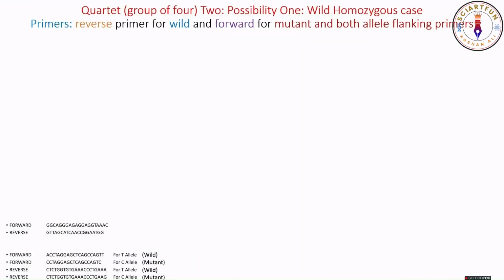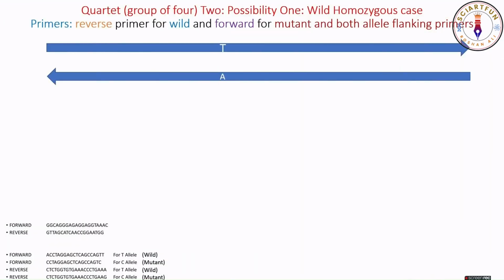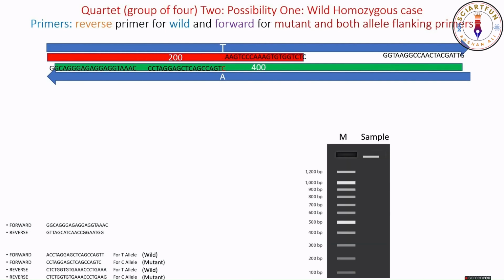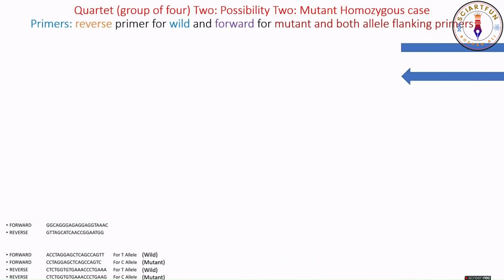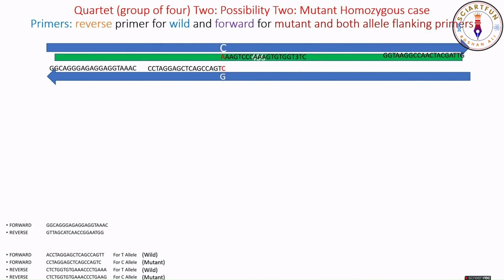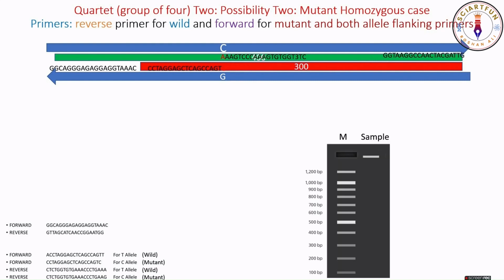Now let's switch the primers. In this case you will get two amplicons, one for wild and one common. Here you will get a 300 base pair amplicon for mutant and 400 base pair common amplicon. These can be visualized on the gel.